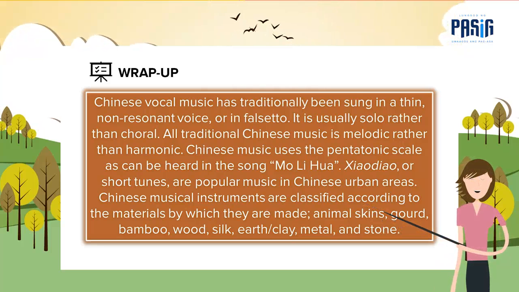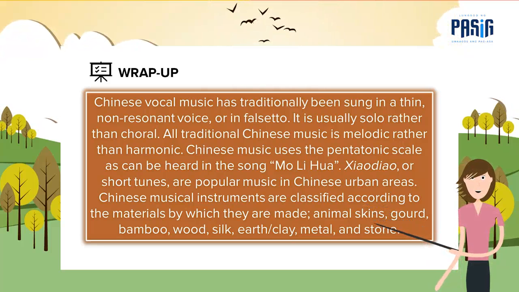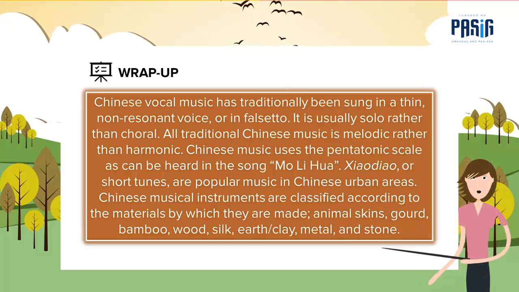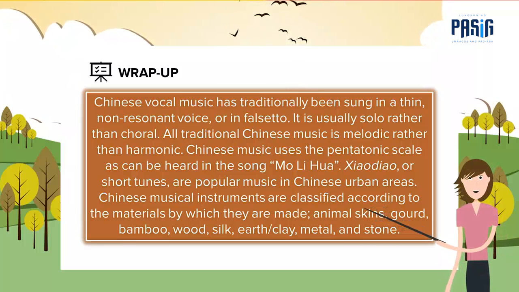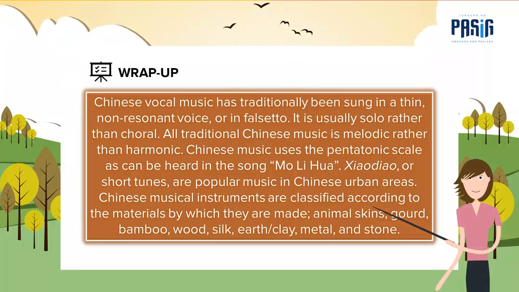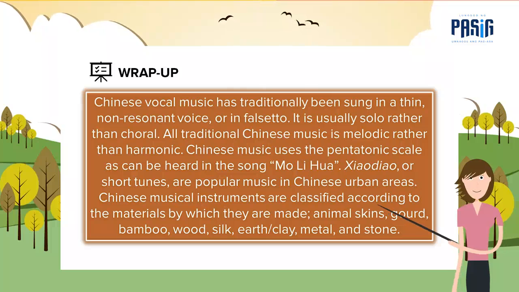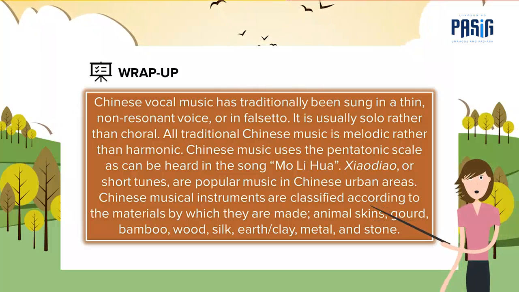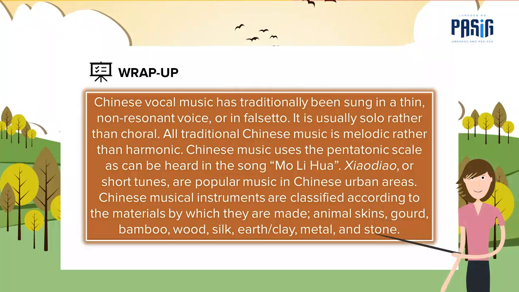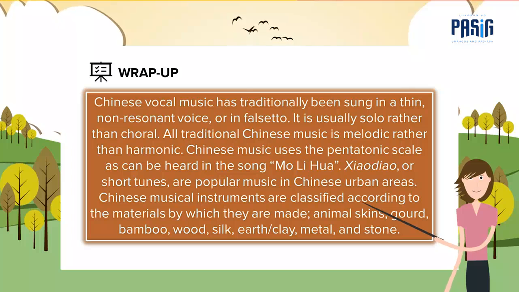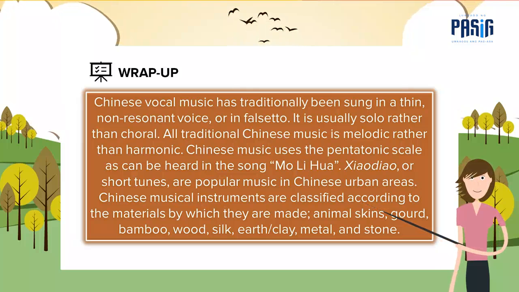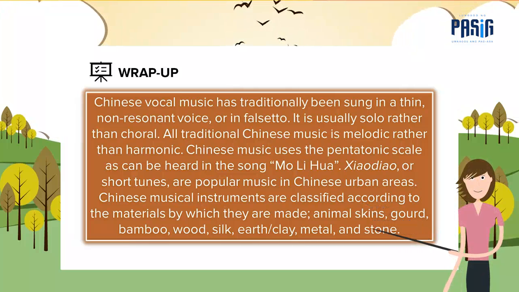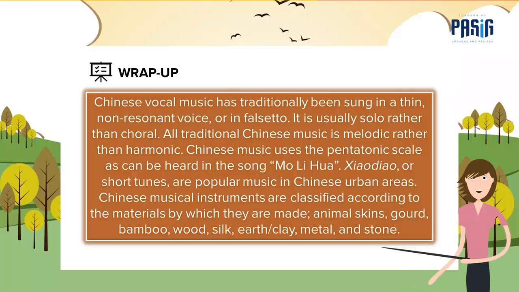Chinese vocal music has traditionally been sung in a thin, non-resonant voice or in falsetto. It is usually solo rather than choral. All traditional Chinese music is melodic rather than harmonic. Chinese music uses the pentatonic scale and can be heard in the song Mo Li Hua. Xiao Diao or short tunes are popular music in Chinese urban areas. Chinese musical instruments are classified according to the materials by which they are made: animal skins, cord, bamboo, wood, silk, earth or clay, metal, and stone.